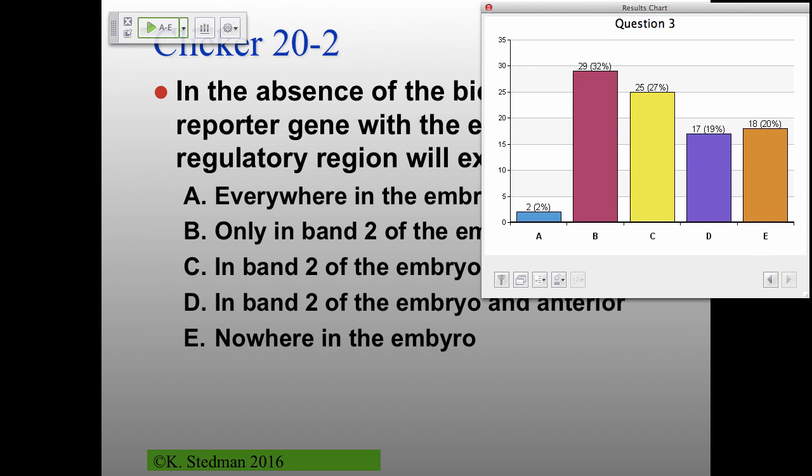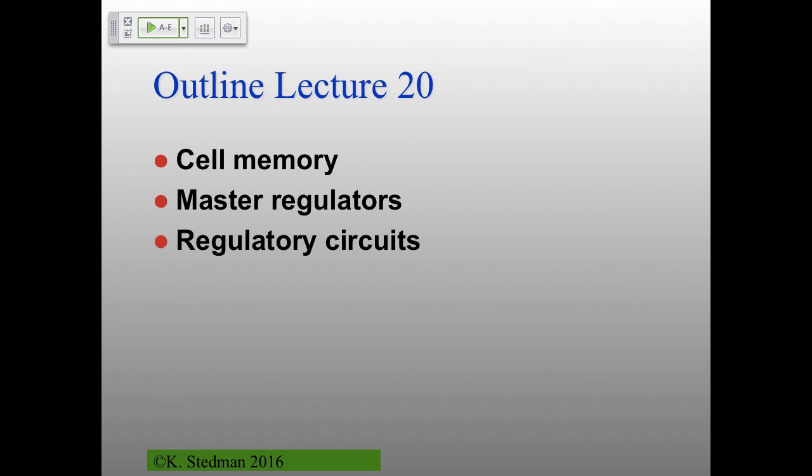If you look at the regulation of what's going on in band 2, there are two transcriptional activators that have to associate with it. Which ones are they? Bicoid and Hunchback. So in the absence of activator, do you think you're going to be getting expression? No. You're not going to get expression anywhere. So it has nothing to do with band 2 or anything else. So the answer to this is nowhere in the embryo. Okay, and that's it for our clicker questions for today.